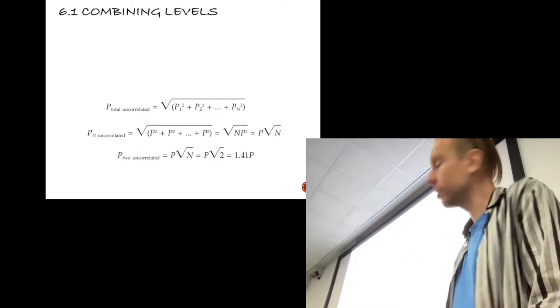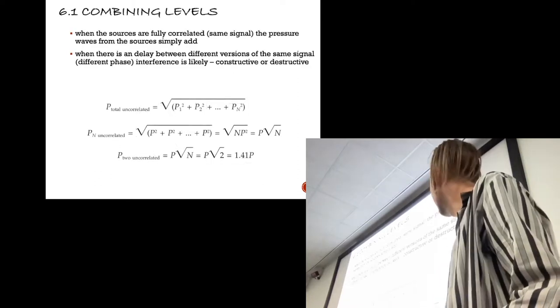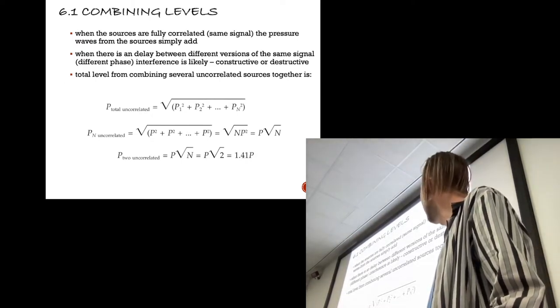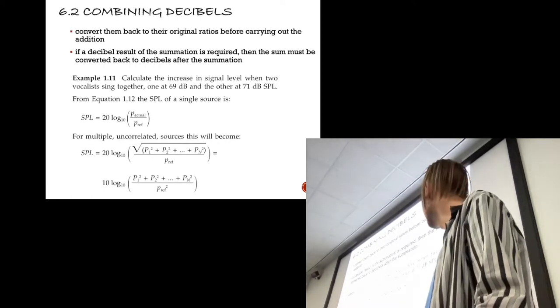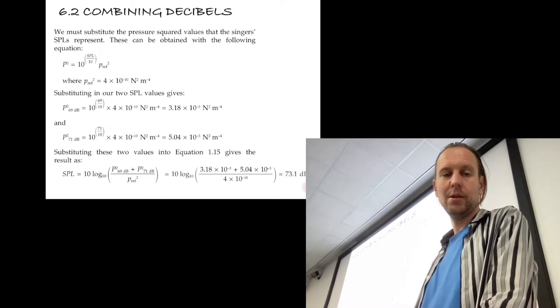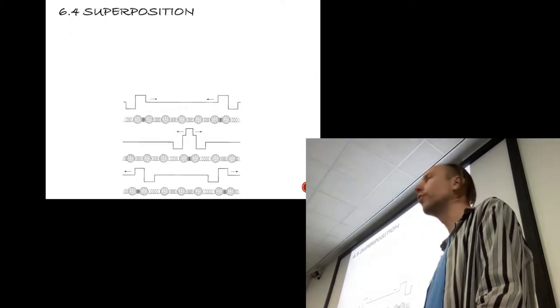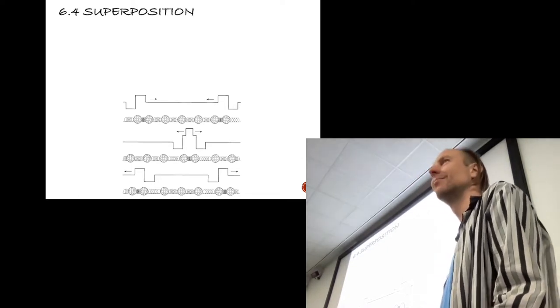Combining levels, we kind of discussed this in terms of interference. Okay? Fairly straightforward. And then there is math to it. Okay? So we'll see if we get to any detail here. Probably not. But that's the math for those of you who are interested. So there is a difference between correlated sources and uncorrelated sources. I won't bore you too much with this. That's for your reference. Here's a bit about power levels, intensity levels, and sound pressure levels. How you go between these. We kind of omit this because students complained in the past that this is a bit too much.